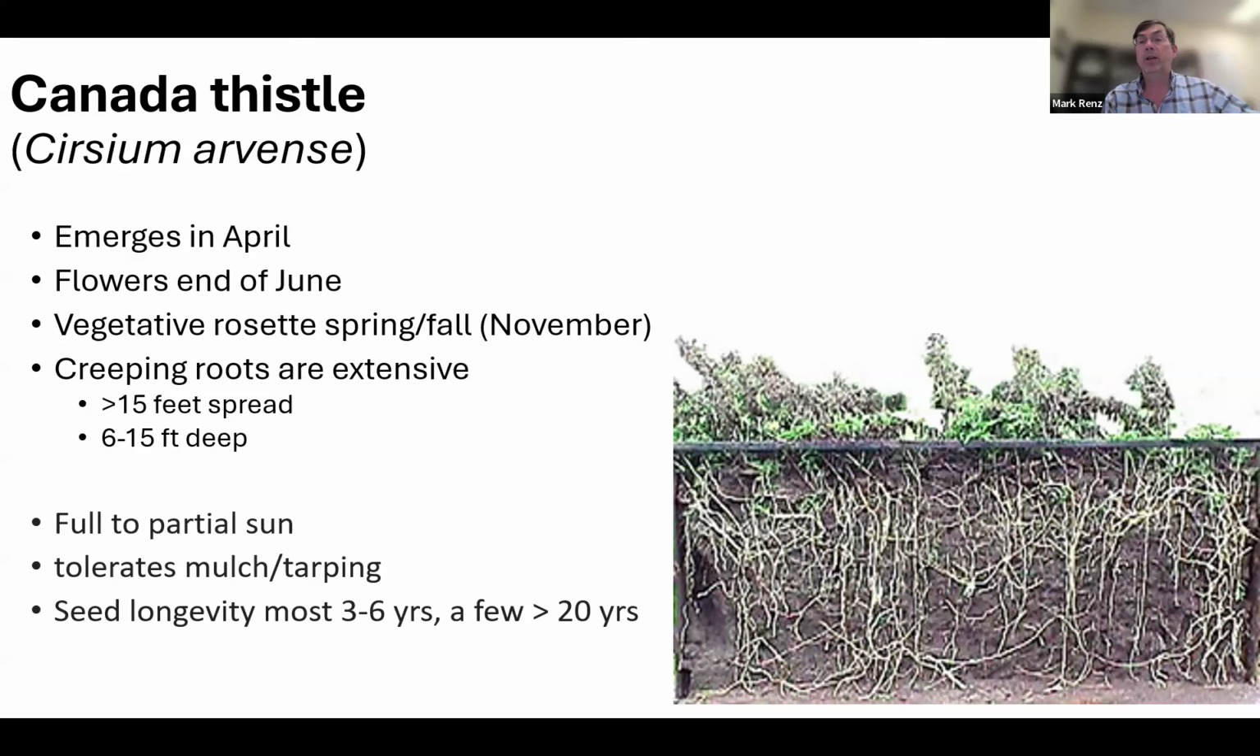This is a sun-loving plant, so we only see this in full sun. While we do recommend mulching in most cases, the fabric mulches and tarping are not very effective as a standalone treatment, and many of the tarps can be pushed up by these stems that we do see. The good news is almost all the seed is dead within 3 to 6 years of being created. In just a few cases, we can get seed lasting a long period, but that's a very small component.